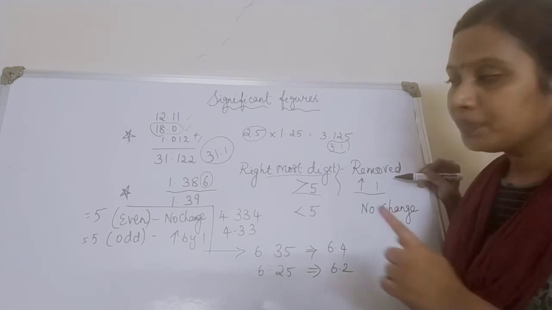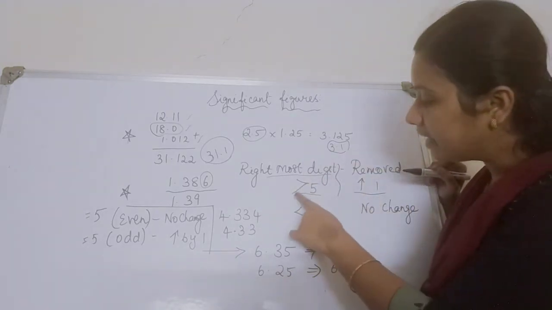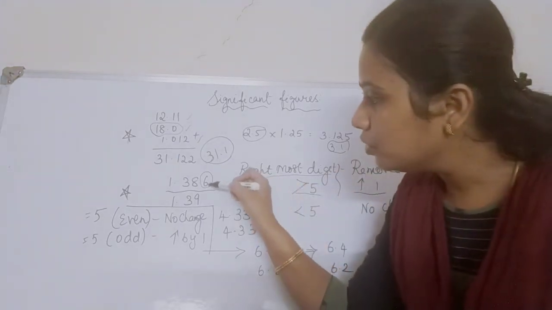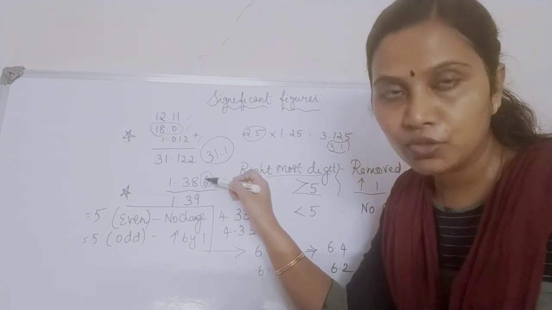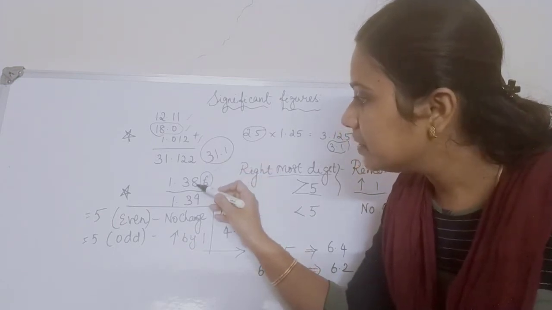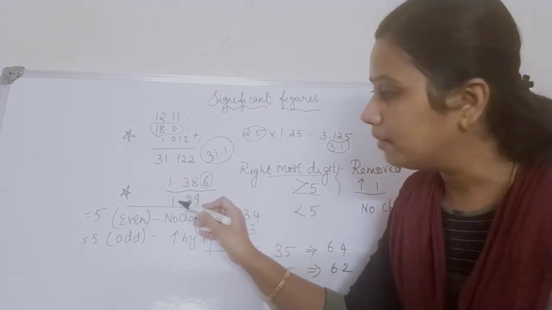Okay, clear? Then what is the rule? If the rightmost digit is to be removed and if it is greater than 5, then increase the value by 1. So I am going to remove this 6. 6 is the rightmost digit and it is greater than 5. So if I remove this, then the preceding number 8 should be increased by 1. So I have rounded off to 1.39.